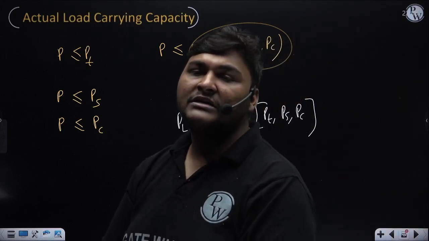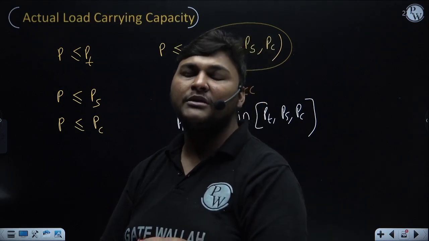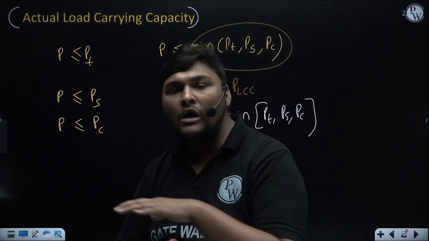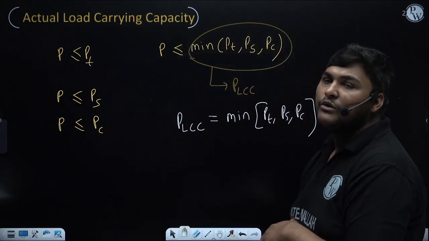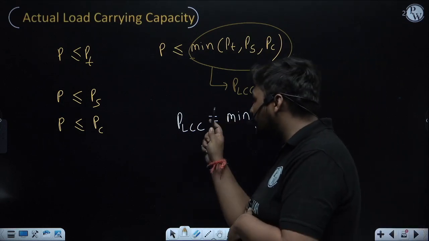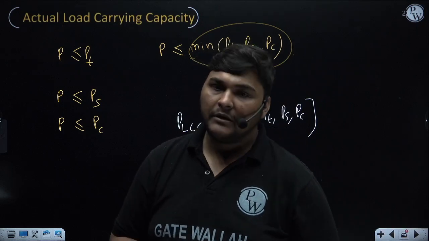So if the examiner is asking for tearing load carrying capacity, calculate PT; crushing load carrying capacity, calculate PC; shearing load carrying capacity, calculate PS. If actual load carrying capacity, calculate load carrying capacity by considering all types of failure, and whatever minimum value comes, that will be the expression of actual load carrying capacity. Means actual load P should be equal to this or less than this to avoid all types of failure.